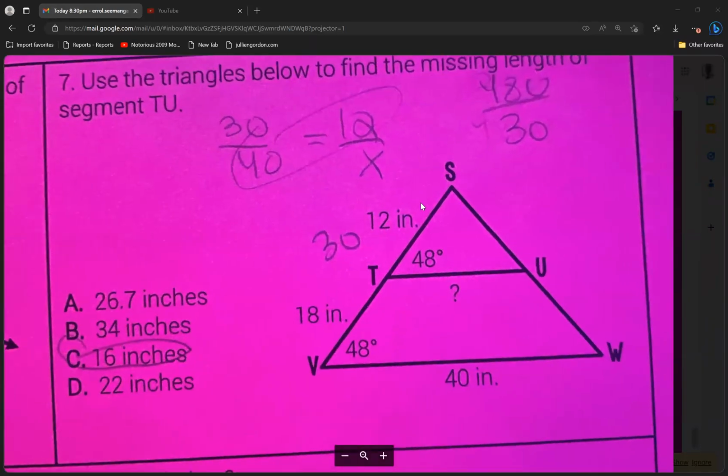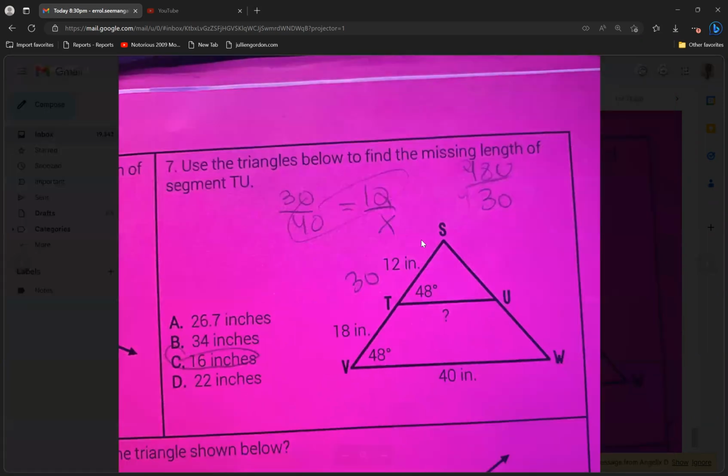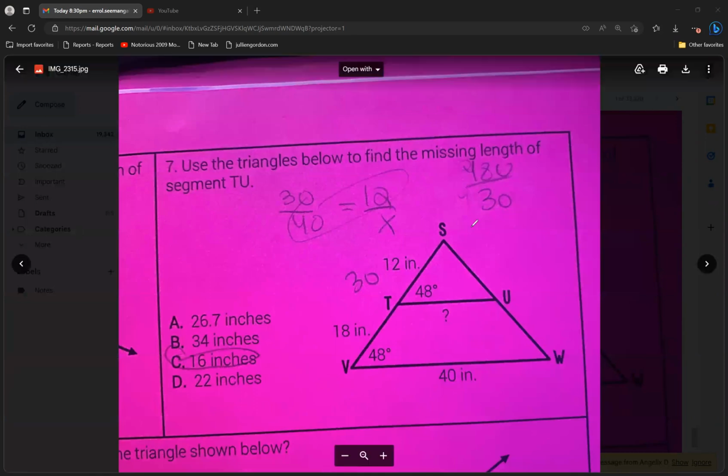Okay. Use the triangles below to find the missing length of segment TU. This one you just set up the proportions, the ratios. So they want TU, right? You're gonna do like big triangle on top, small triangle on the bottom. Or you could flip it, it doesn't matter as long as you stay consistent.